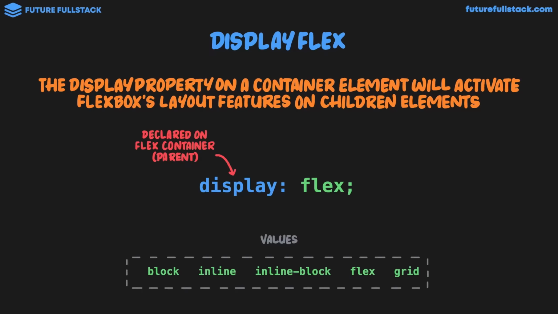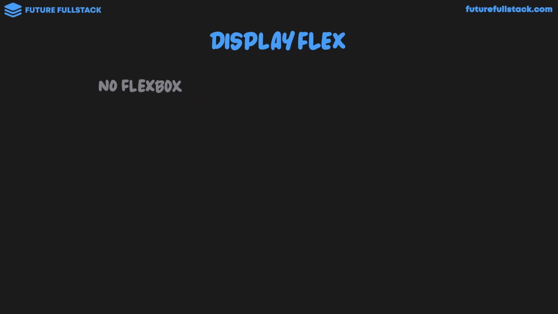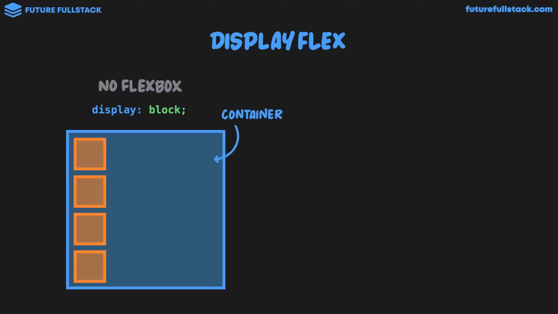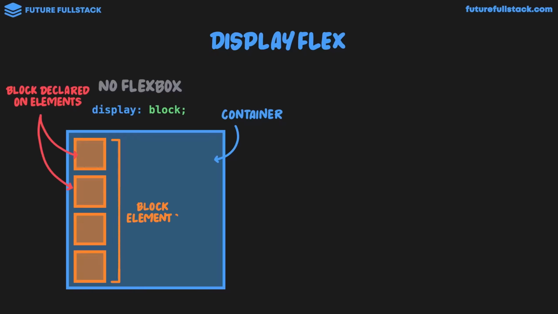Now, I want to really highlight the difference between when you have no Flexbox, otherwise known as normal flow, and when you do have Flexbox. Let's look at no Flexbox first. This would be a display property like block, which for block elements is just default. We have a container, which acts as the parent, and for elements in block, like headings and paragraphs, they just stack vertically by default. Very importantly, the display property like block is declared on the elements, and we would describe each of these elements as block elements.